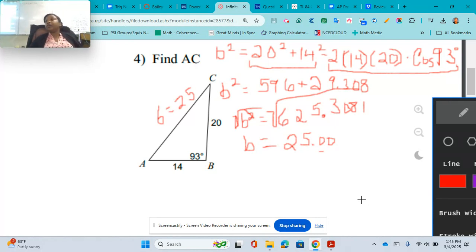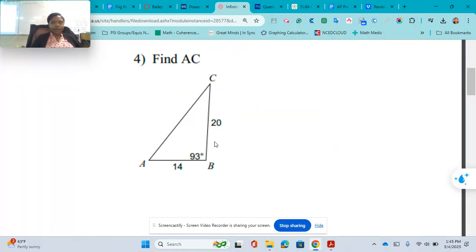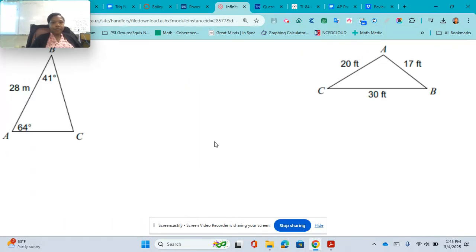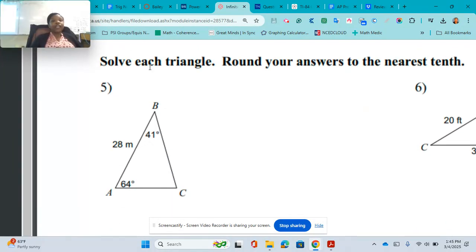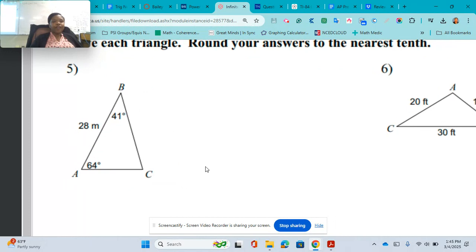Now, the next one gets longer, because this is what you have to end up getting done, is solving the entire triangle. That's all sides, all angles. Okay? All right. So everyone got this? All right. Now, they want us to solve each triangle. That means we need to get all angles and all side lengths. First, for number 5, what would be easy to get real quick?